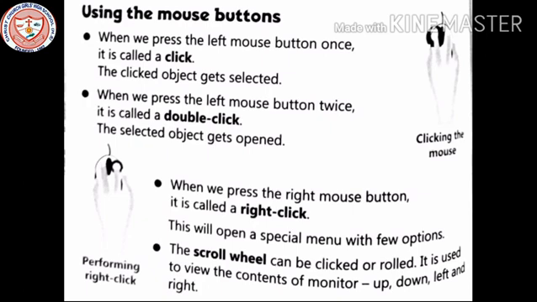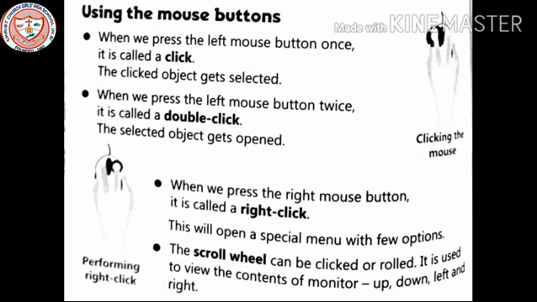The clicked object gets selected. Whenever you click anything, that object is selected. So what is clicking? When you press the left mouse button once with your index finger, that is a click, and the object you click will be selected.